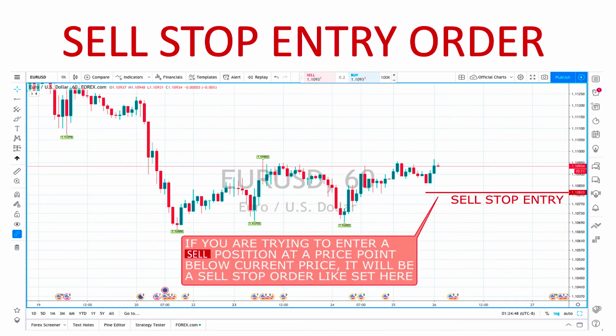Next up, we have an example of a sell stop entry order. If you're trying to enter a sell position at a price point below current price, it'll be a sell stop order like set here in the chart.